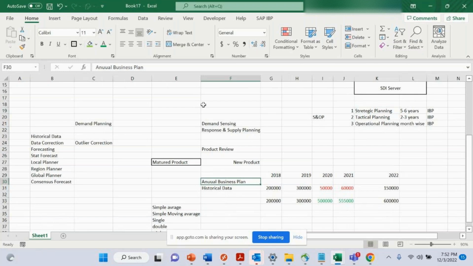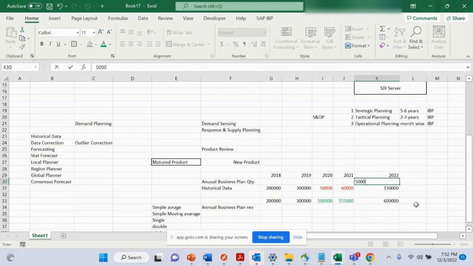It is called the annual business plan quantity, and the other thing is called the annual business plan revenue. Okay, now maybe here they have put 5 lakh of quantity, and the revenue based on 5 lakh of quantity is maybe $33 million.